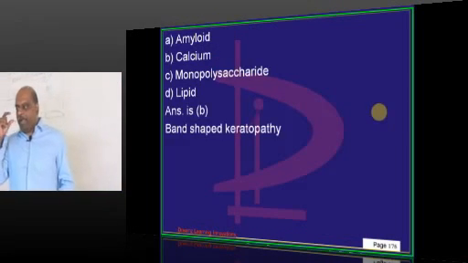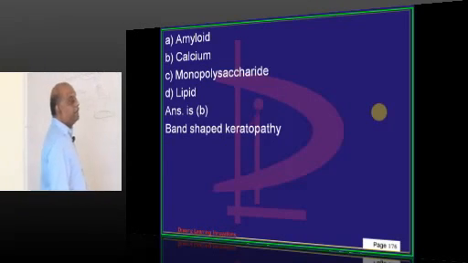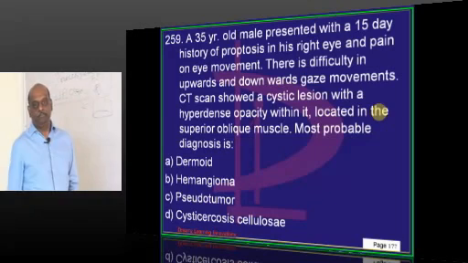So, it is a band-shaped keratopathy, and band-shaped keratopathy occurs because of the deposition of calcium.